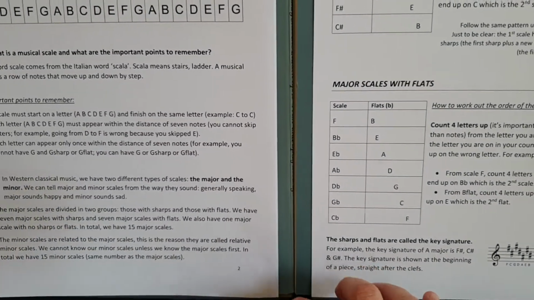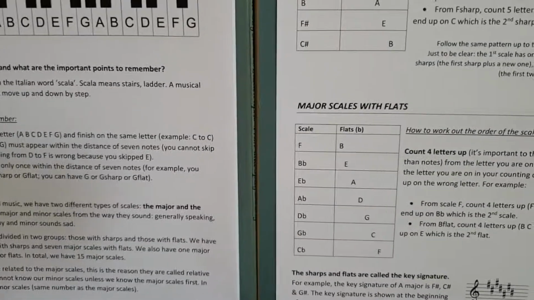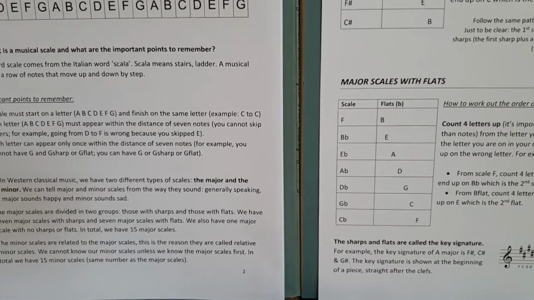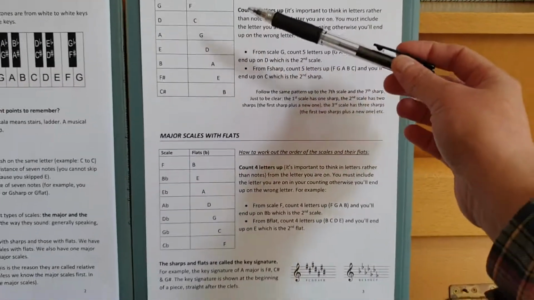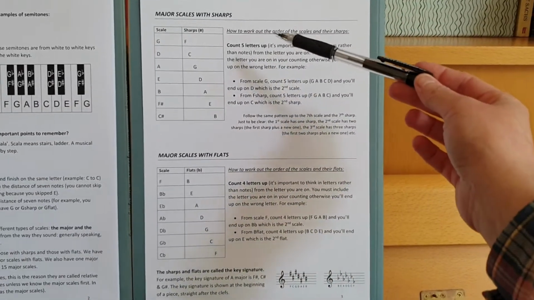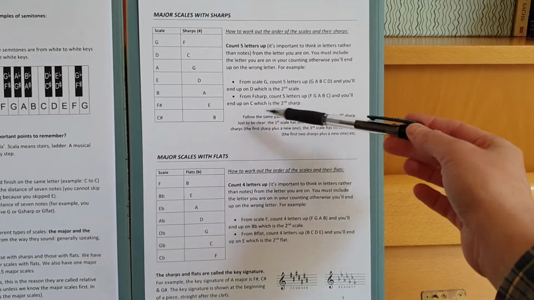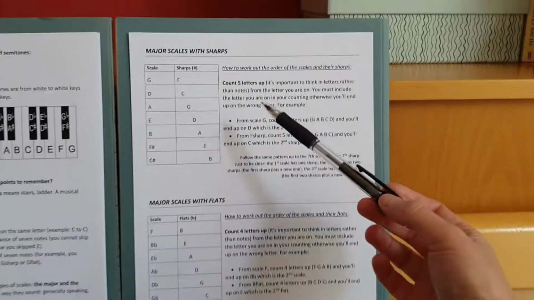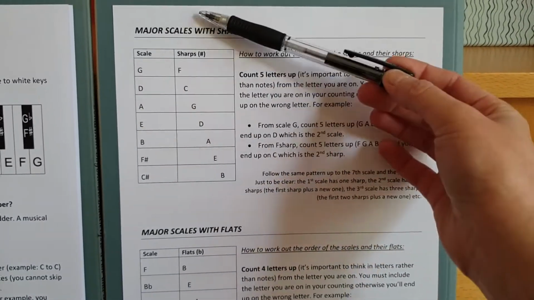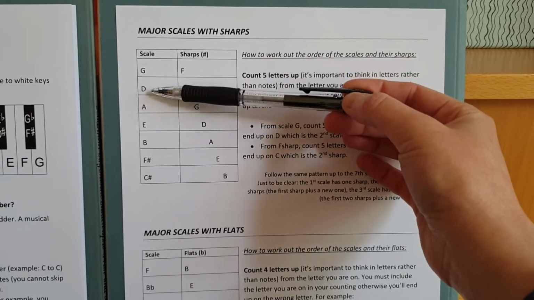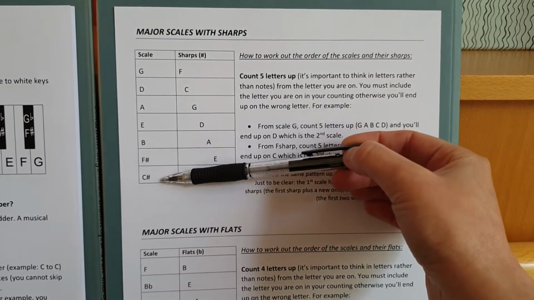So we said we have 7 major scales with sharps, 7 with flats, and 1 major scale without any sharps or flats. As you can see here, I'll just go a little bit further back. Major scales with sharps and with flats. These are the scales with the sharps, 1st, 2nd, 3rd, 4th, 5th, 6th, 7th.